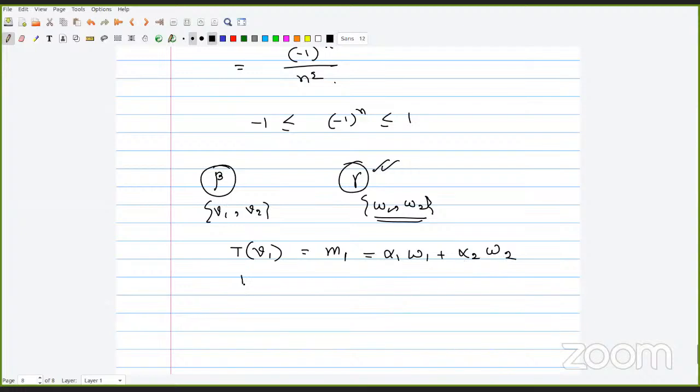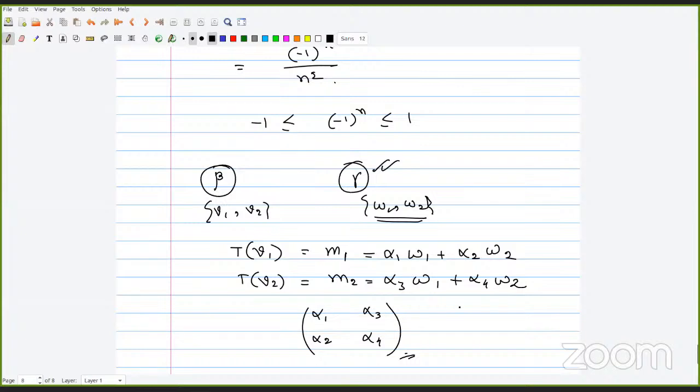Similarly, I can do it for V2. This is M2. So this again I can write as some linear combination of this, right? So my matrix will be alpha 1, alpha 2, and alpha 3, alpha 4. This will be our matrix. Is it clear? Yes, yes, yes.